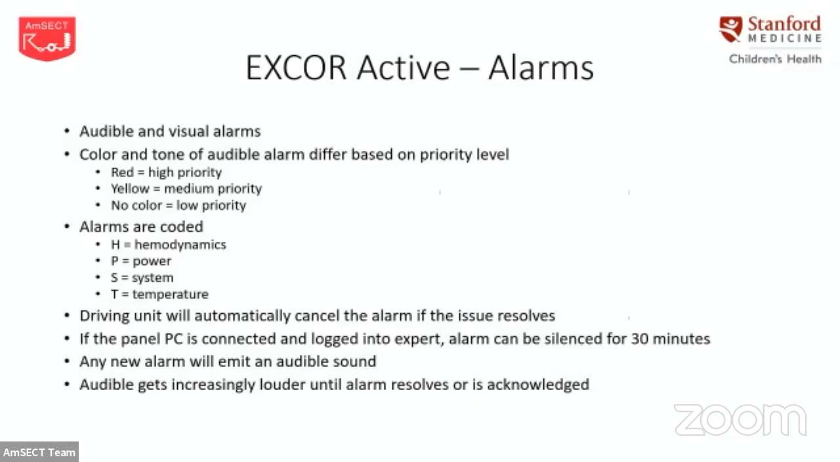The driving unit will automatically cancel the alarm if the issue resolves on its own, so you no longer have to acknowledge that there was an alarm. As I already mentioned, you can silence the alarm for 30 minutes when you're logged in as expert, but any new alarm that occurs is going to give you an audible and visual alert. And then the audible will get increasingly louder until you resolve or acknowledge that you have heard that alarm.